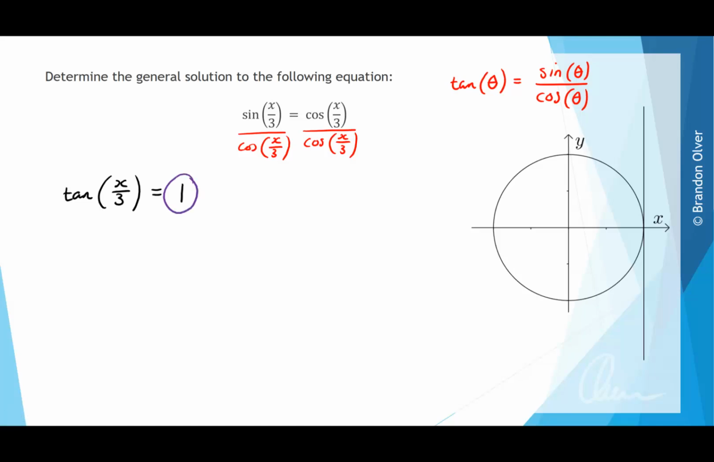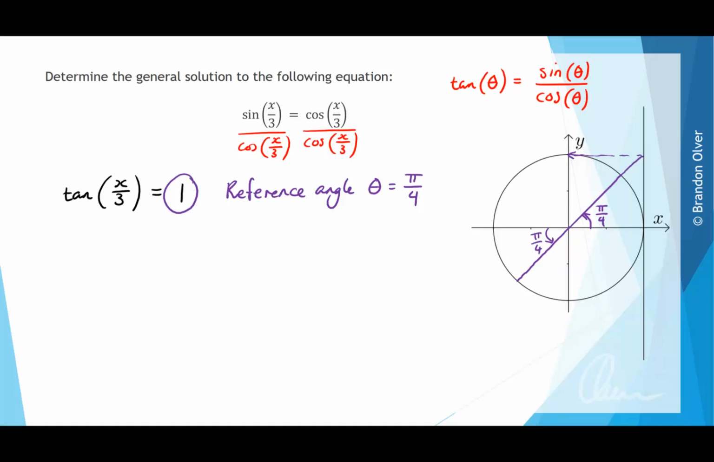And now this is an exact value you should know for tan, so its reference angle theta is equal to pi on 4. So pi on 4 is this angle here, and if we extend it to hit the tangent line, the y value that you get is 1. So that angle there is pi divided by 4. The other place in the unit circle where tan is also positive is in the third quadrant, and that is pi plus pi on 4.